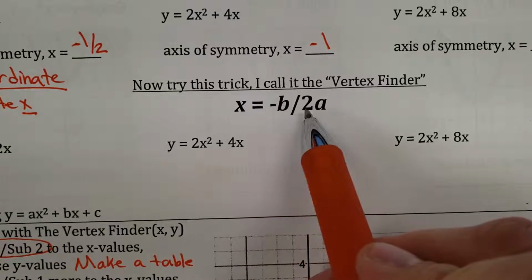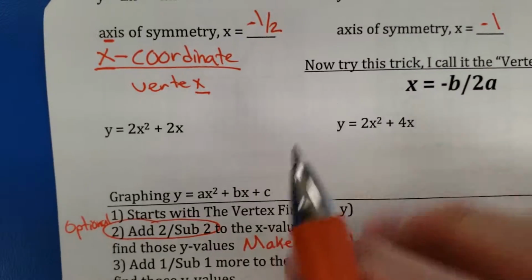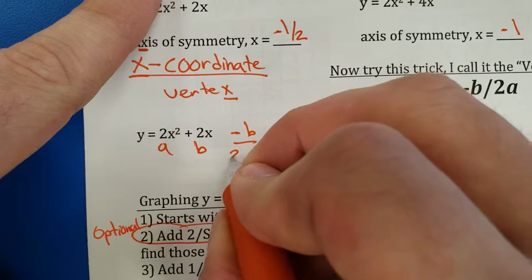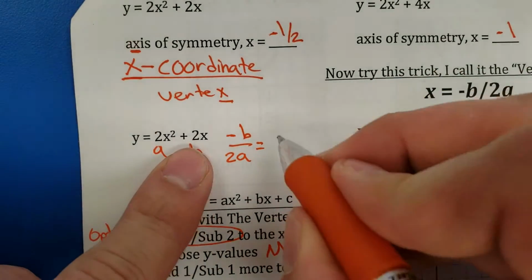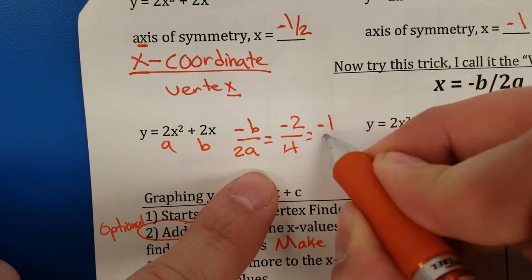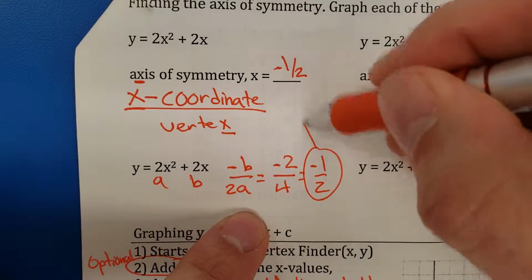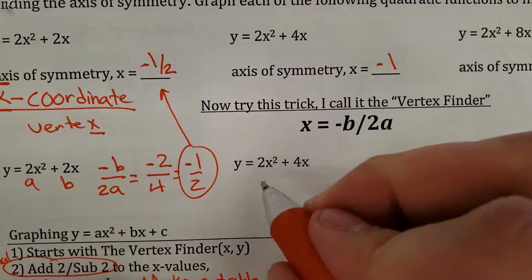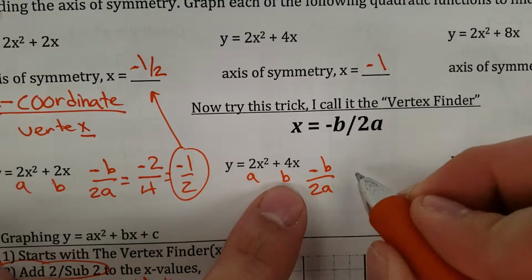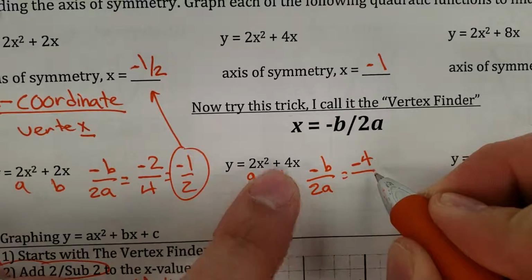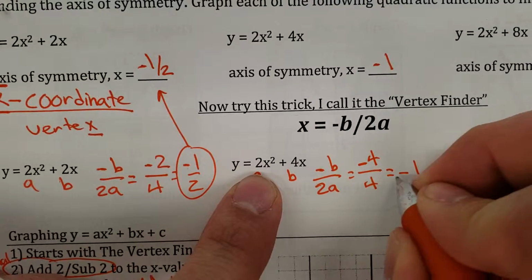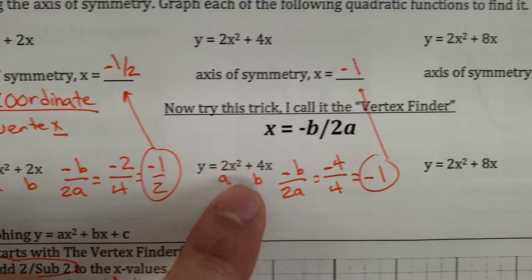x is always going to equal -b over 2a. What do you mean, -b over 2a? Take the a value and the b value. -b over 2a is going to be -(-2) over 2 times a. Oh, weird, look what that simplifies to. Nice, that works every single time. Watch this. With a and b, -b over 2a is going to be -(-4) over 2 times 2, which is also 4. -(-4) over 4 is -1. Nice, we're 2 for 2.